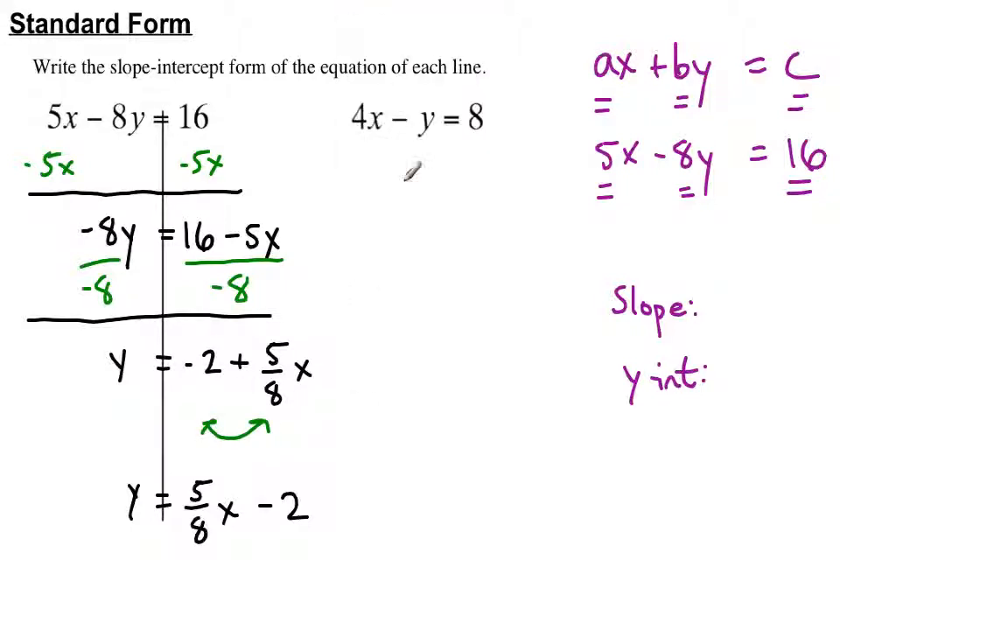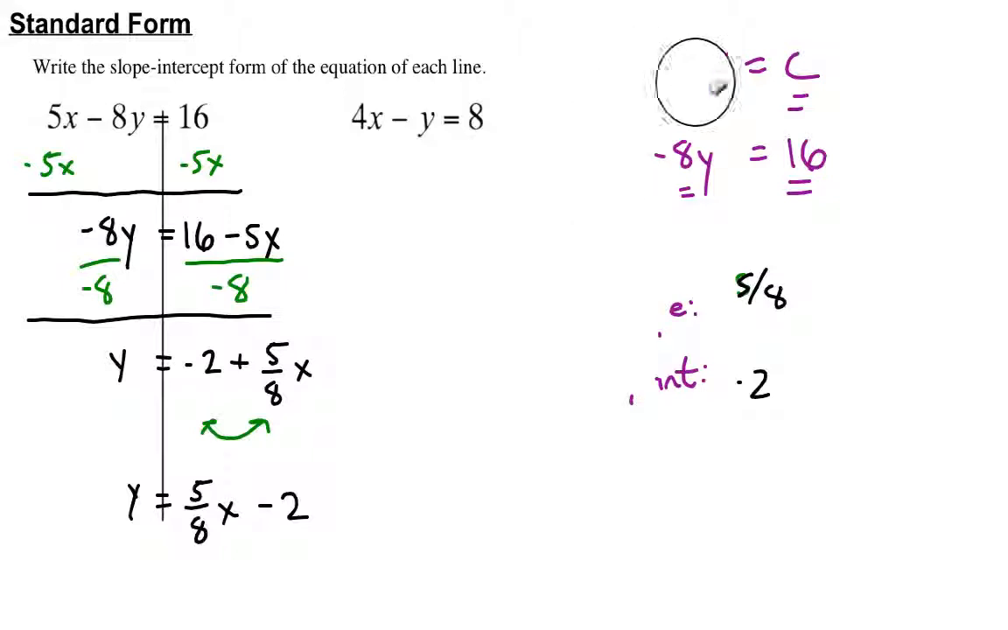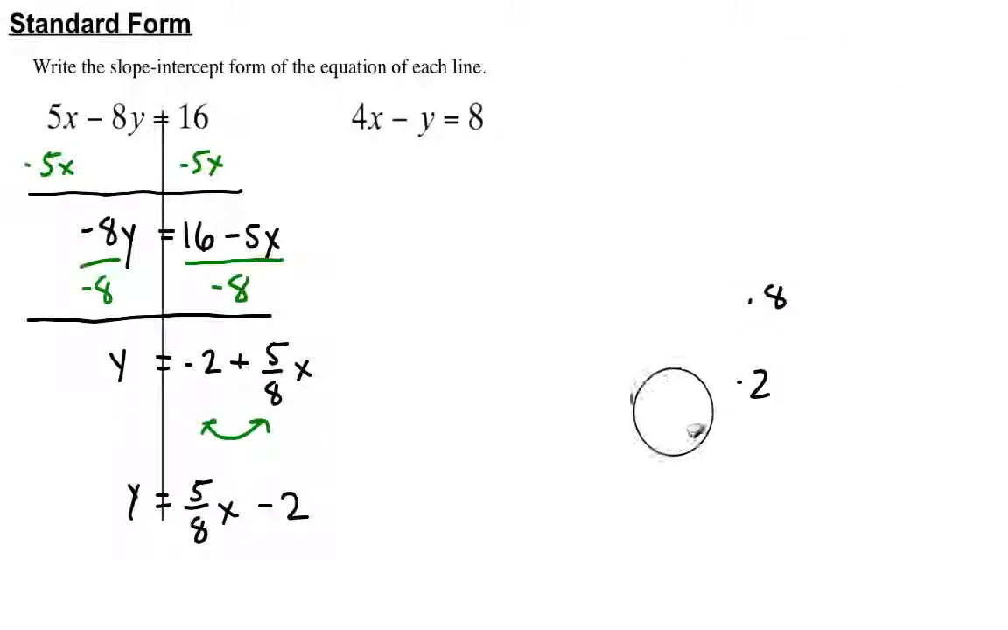So for this problem, what's the slope? The slope is 5/8. And what's the y-intercept? It's negative 2. All right, so that's what we're doing in these problems. I'm going to erase this for now, and let's look at a second problem.